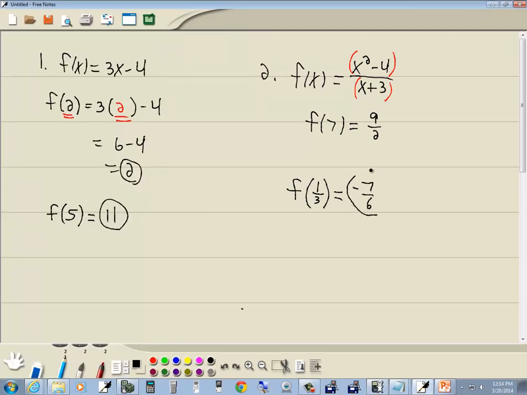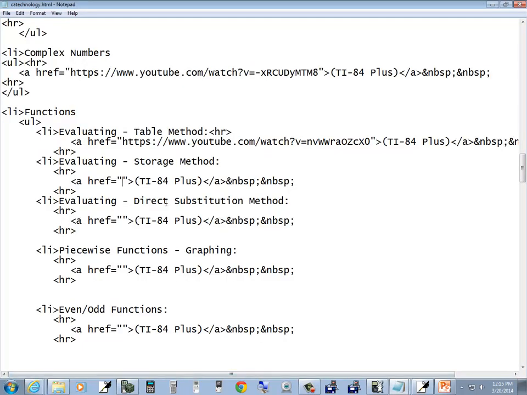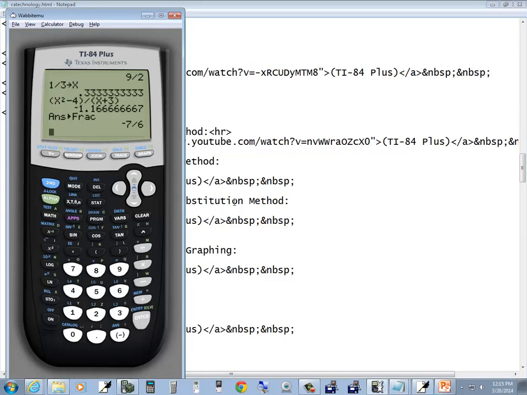Now I'm not saying this is the best method to show your students, or for your student, the best method to use. Personally, I like the next method we'll take a look at, which is, can't remember, the direct substitution method. Anyway, that's evaluating functions on a TI-84 Plus using the storage method.